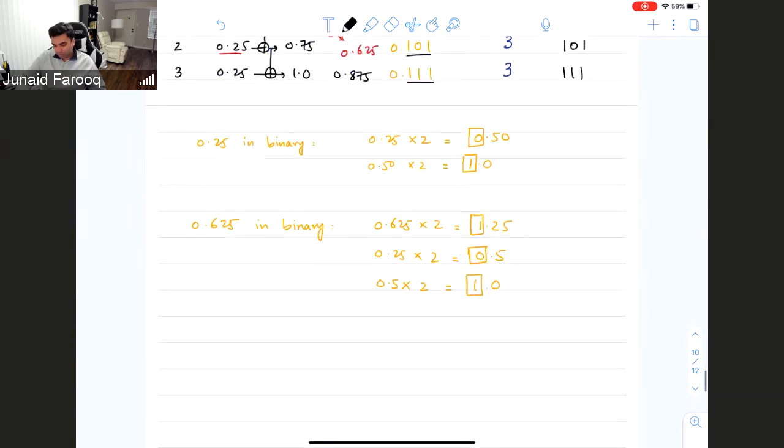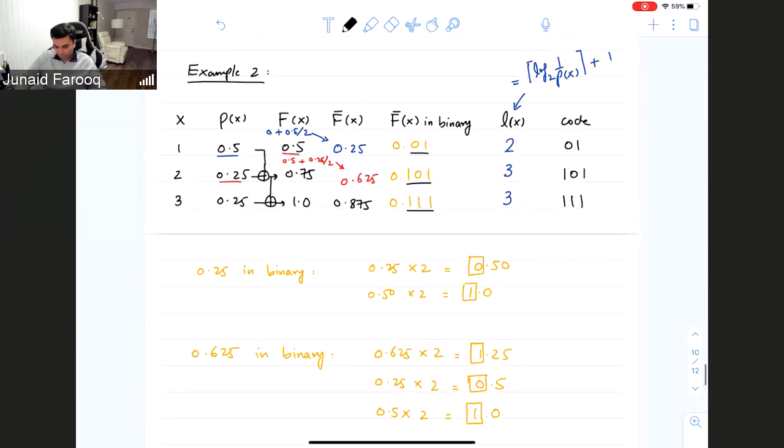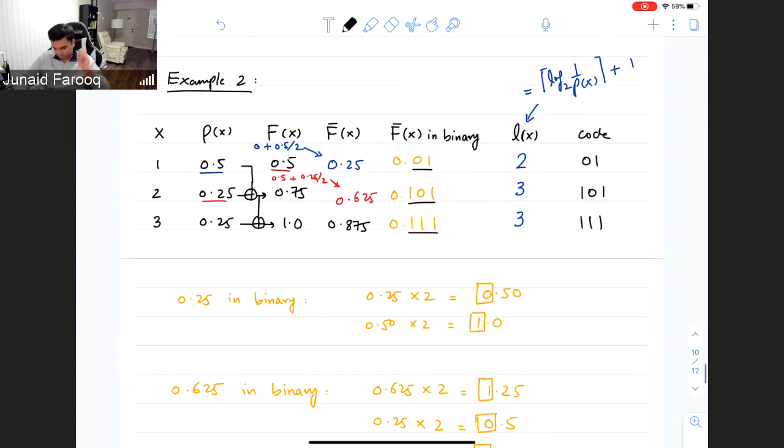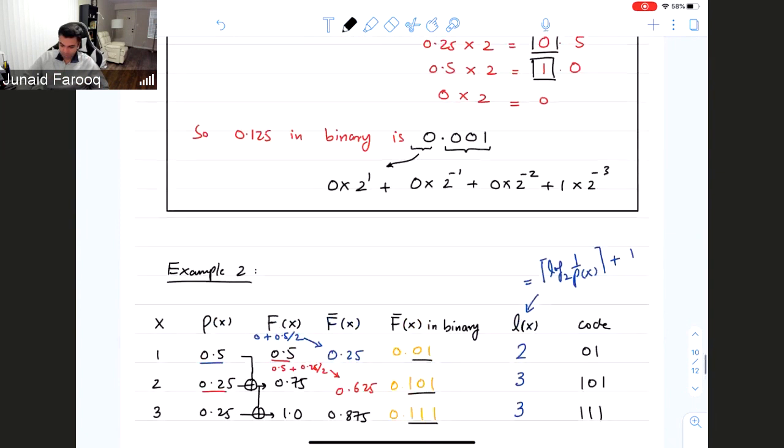So in your future homeworks and assignments, I think you should be able to construct codes like this and compare them in terms of the length. So for example, the same ensemble with x and the p of x, can you construct a Shannon code? Can you construct a Shannon-Fano code, and can you construct a Huffman code? Can you compare their average lengths and so on?